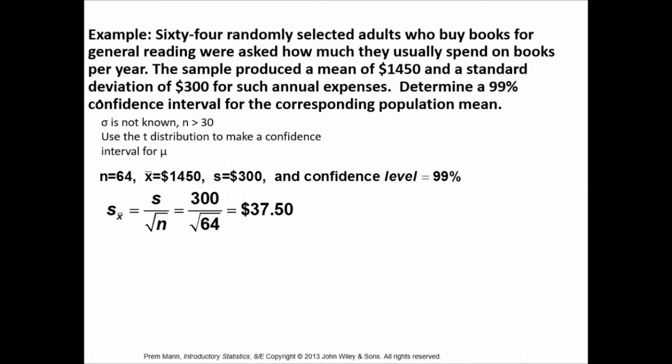Here is another example. 64 randomly selected adults who buy books for general reading were asked how much they usually spend on books per year. The sample produced a mean of $1,450 and the standard deviation of $300 for such annual expenses. And the question is, determine a 99% confidence interval for the corresponding population mean.